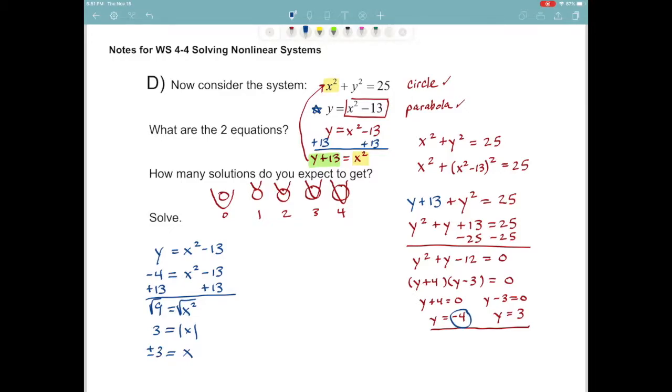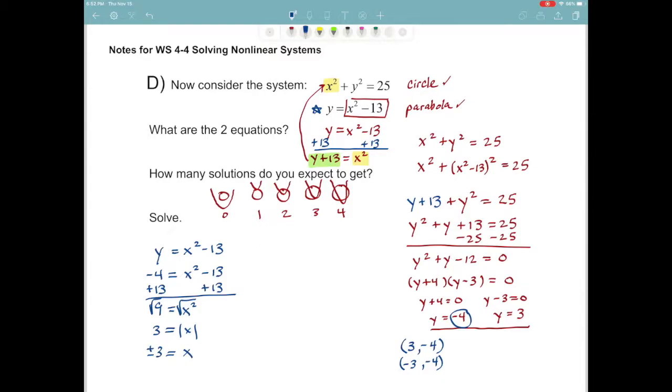What's this mean for us here? Well, that means when our y is negative 4, our x value could be 3. So we have the point 3, negative 4. Or our x value could be negative 3. So that kind of gives us 2 solutions right there.